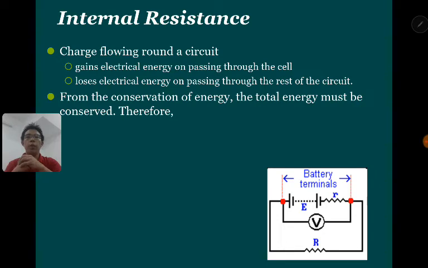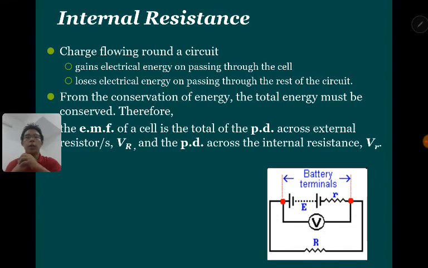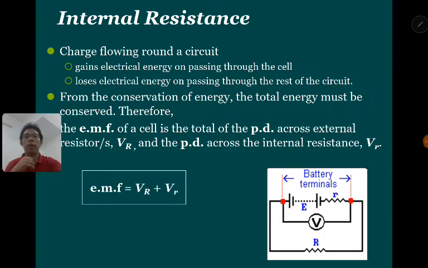From the conservation of energy, we can write that the EMF of a cell is the total PD across the external resistor, V_R, and the potential difference across the internal resistance. So this EMF that provides the chemical energy will be dissipated at the resistors outside and also its internal resistance. In terms of per unit charge, that will be EMF equal to V_R plus V_r. Small r indicates the internal resistance in the battery.